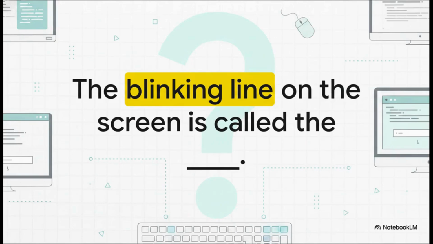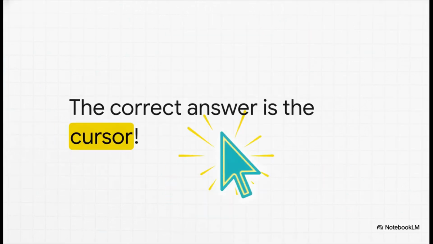Moving right along, let's try a fill-in-the-blank challenge. Ready? Complete this sentence. The small blinking line on the screen is called the what? Think about where your text actually starts when you're typing. The answer is the cursor. Yep, that vertical blinking line is your constant companion on the screen. It basically lets you know exactly where your next keystroke is going to land.